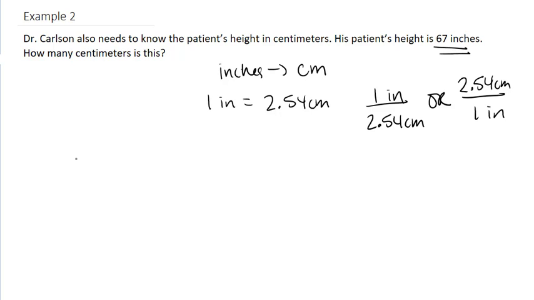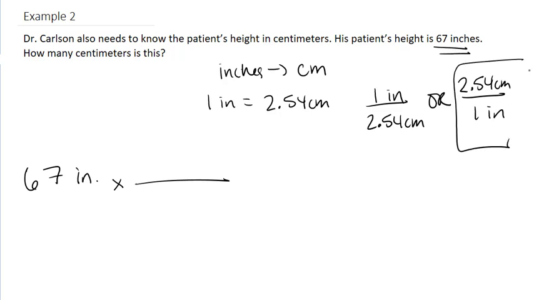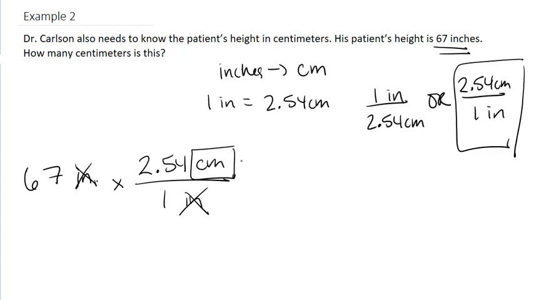So let's see which one we need to use. When we write out 67 inches, IN stands for inches, we need to multiply it by a conversion where we get rid of inches. So we need inches on the bottom. It's the second one that we want to use: 2.54 centimeters over 1 inch. This crosses out the inches, and then we're left with just centimeters, which is exactly what we want, as we want to end up with centimeters.